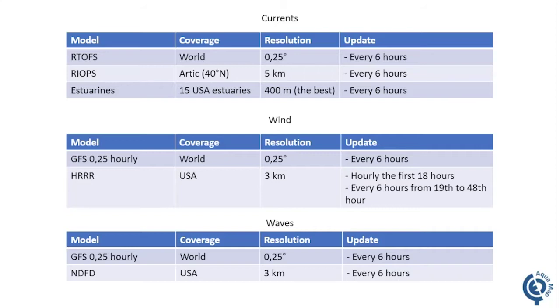Regarding the wind, we use the GFS data worldwide and the HRRR model for the US that has a better resolution of 3 kilometers. And for waves, we have the GFS, again with the 25 kilometers resolution worldwide, and in US, the NTFT model with 3 kilometers of resolution.